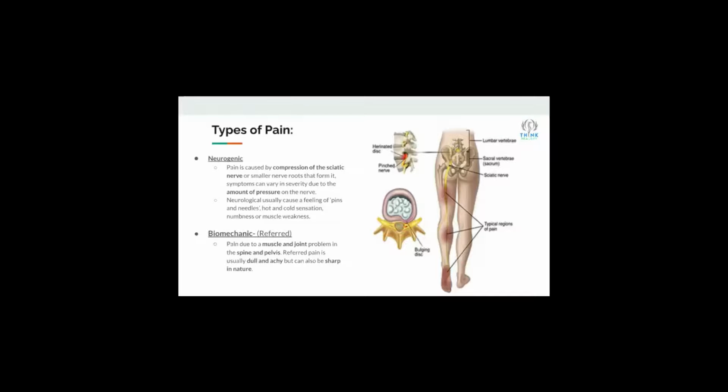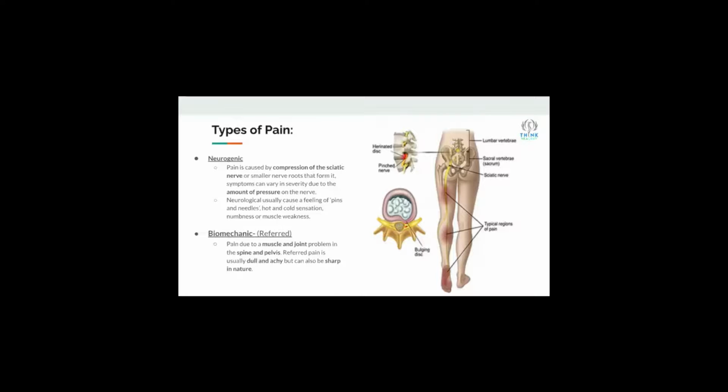Now, typically there are different types of pain. You either have a neurological pain or a biomechanical pain. Biomechanical pains tend to be more related to your muscles and joints. They're deep, dull, achy in nature. Whereas neurological pain tends to have a very specific pattern, like you could literally trace it down with your fingers.